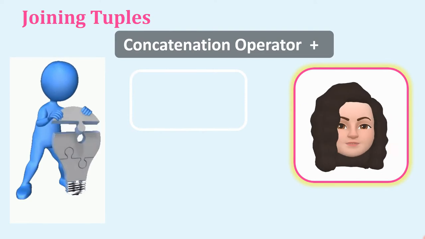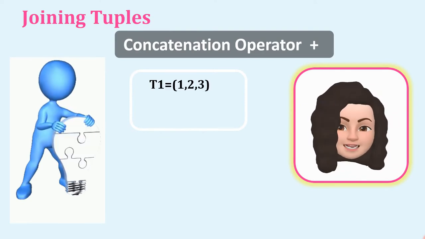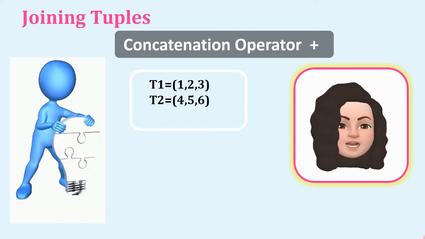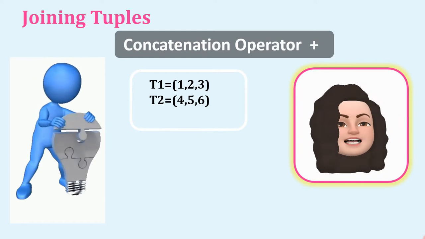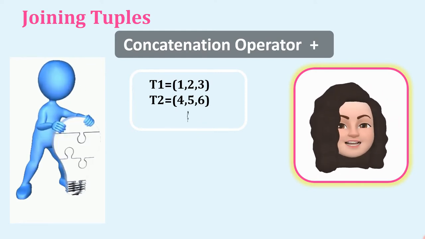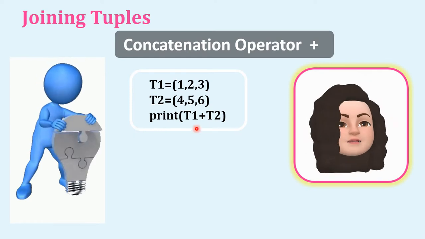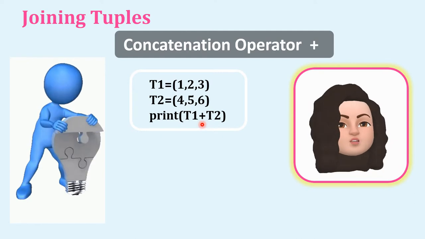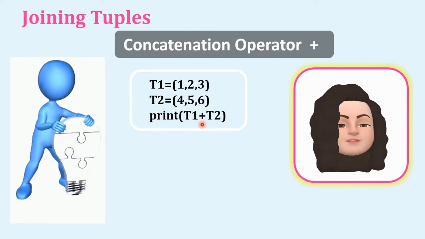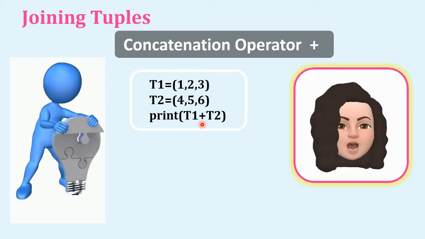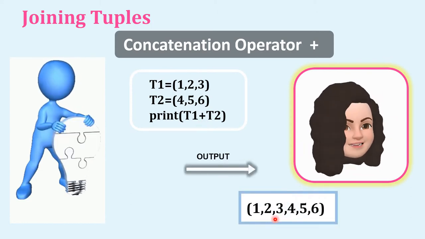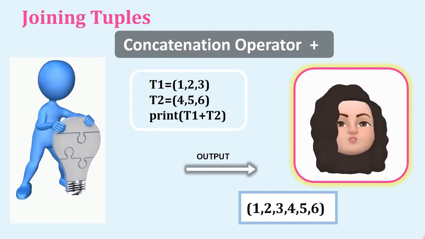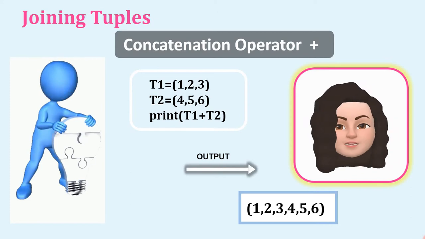So T1 is a tuple which contains three elements, 1, 2, 3, and T2 is also a tuple which contains another three elements, 4, 5, 6. Now let's join these two tuples and let's display the output. So print, within parenthesis, I am giving T1 plus T2. So this will not add the elements, it will just join the elements of the two tuples and it will display another tuple. So look at the output: 1, 2, 3 which are the elements of the first tuple, comma, 4, 5, 6 are the elements of the second tuple. So plus operator is used to join two tuples.